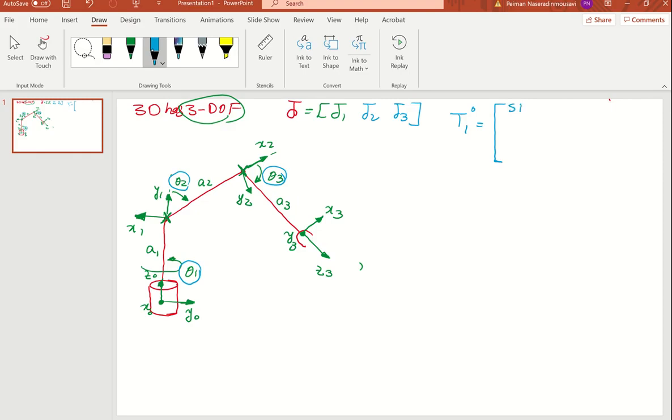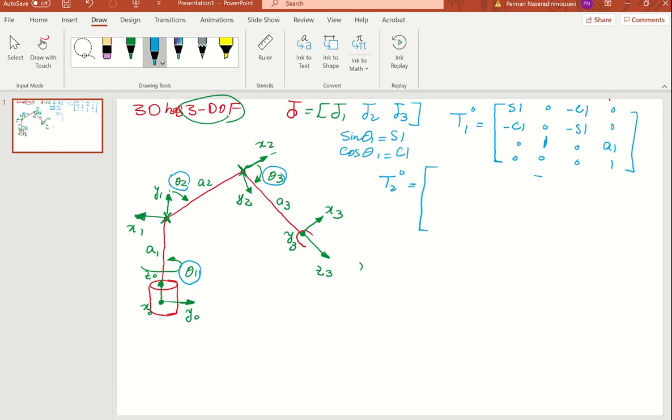Sine 1, minus cosine 1, 0, 0, minus cosine 1, minus sine 1, 0, 0, 0, 0, 1, a1, and 0, 0, 0, 1. If you want to see the details of how to derive this, go to part 13 on YouTube. I write sine theta 1 as sine 1, cosine theta 1 as cosine 1, and likewise sine theta 2, cosine 2. Then we calculated T2 with respect to 0.